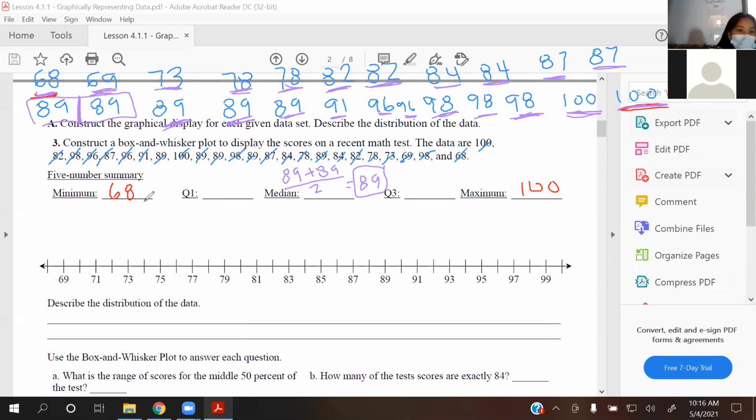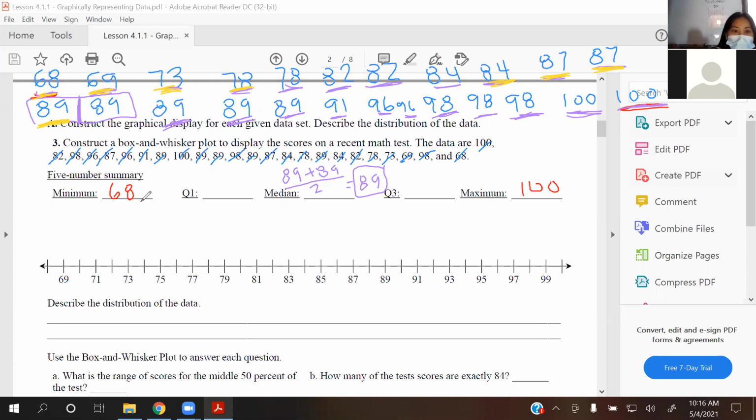So I'm going to cross off the smallest number and the biggest number in that half. I'm going to cross off the next edge pieces in that first half. Then I'm crossing off the next edge pieces in that first half. And again.